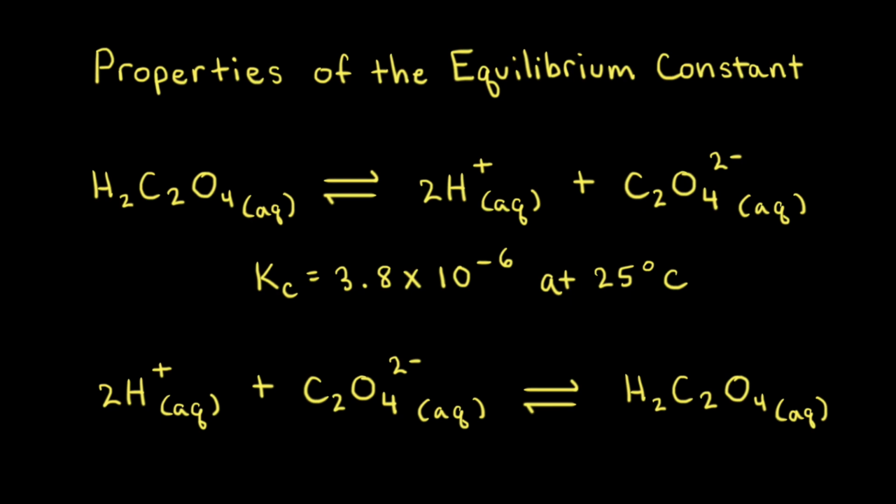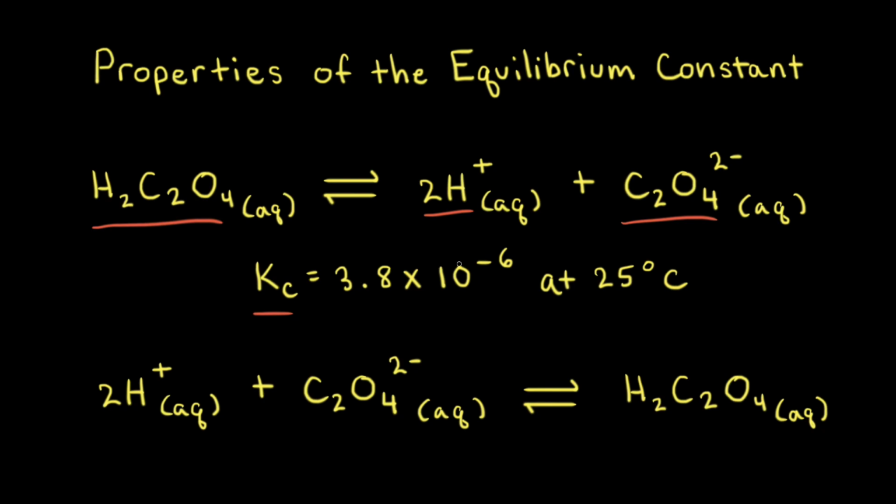An equilibrium constant has one value for a particular reaction at a certain temperature. For example, for this reaction, we have oxalic acid turning into two H plus ions and the oxalate anion. The equilibrium constant Kc for this reaction is equal to 3.8 times 10 to the negative 6 at 25 degrees Celsius. However, the value of the equilibrium constant changes if we change how we write the balanced equation.